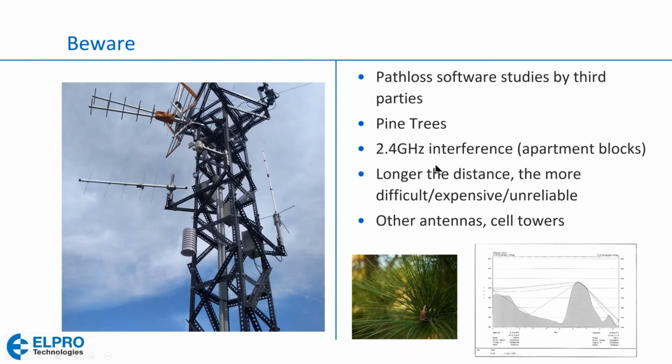Another thing to be careful of is 2.4 gigahertz interference coming from Wi-Fi in offices or apartment blocks. If you have to shoot across an apartment block, just know that every single unit in that apartment is going to have their own Wi-Fi hotspot. So they can be very difficult to use 2.4 gigahertz in dense urban environments in particular.